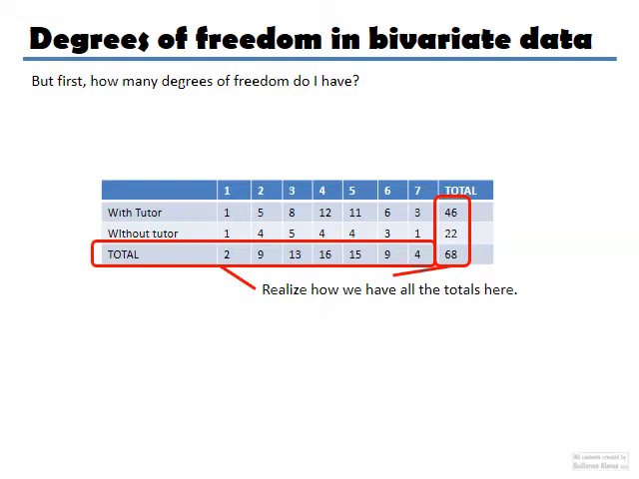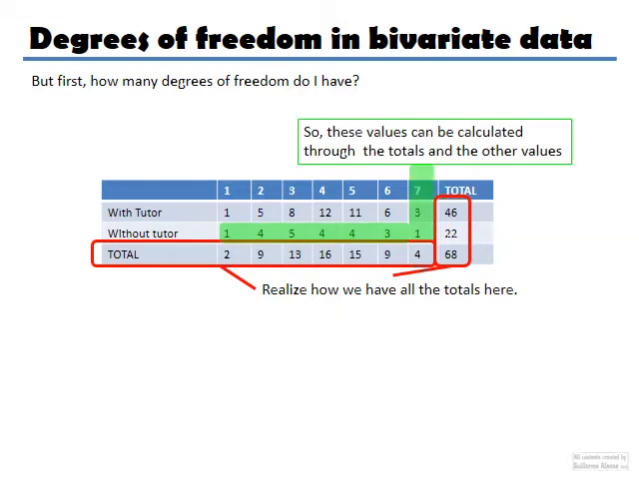The moment I put this value, this value, this value, this value, and this value, the moment I put this one too, this one is automatically determined out of the total. So all of these values are automatically determined because of the totals. Hence, the degrees of freedom are going to be 1, 2, 3, 4, 5, and 6. So they're going to have 6 degrees of freedom here.